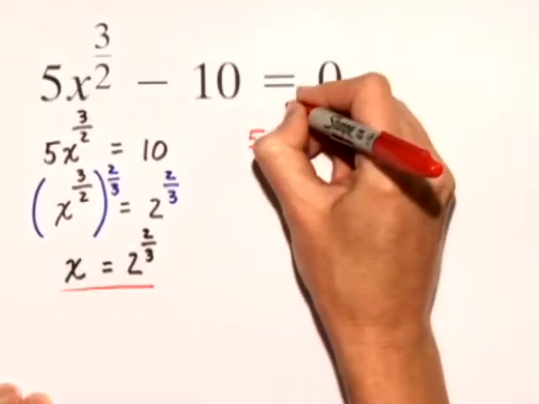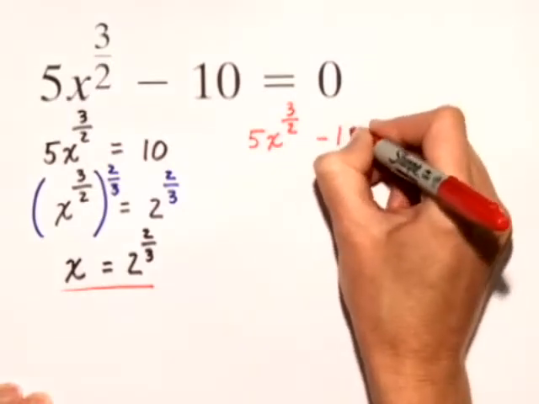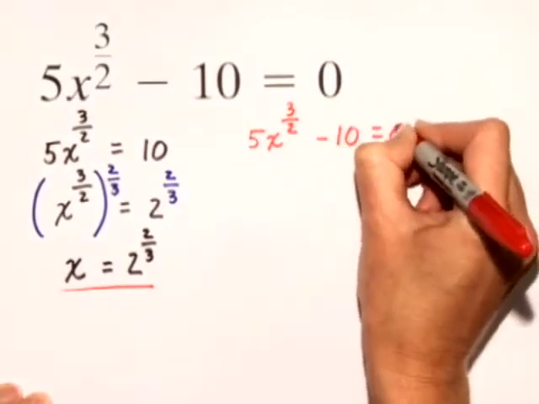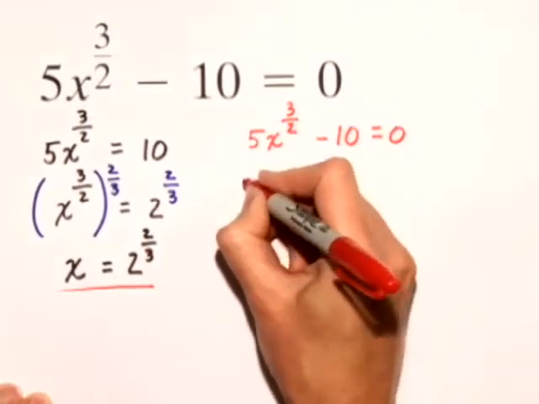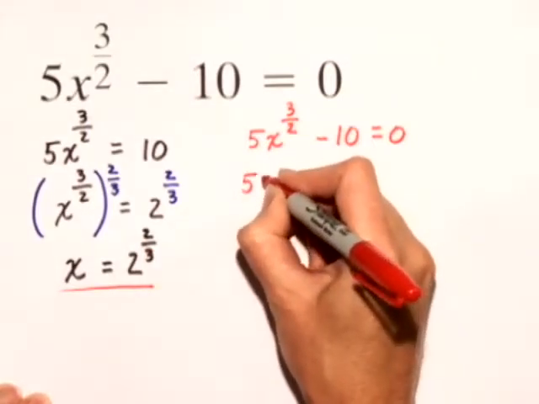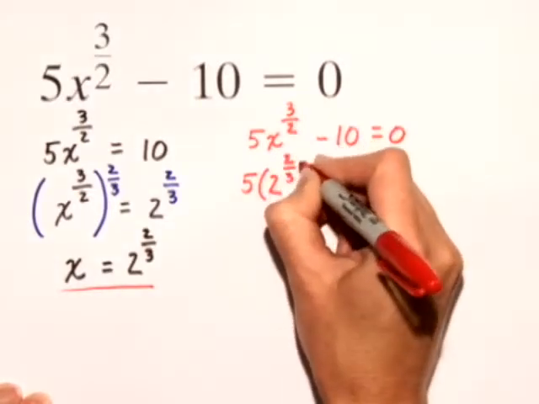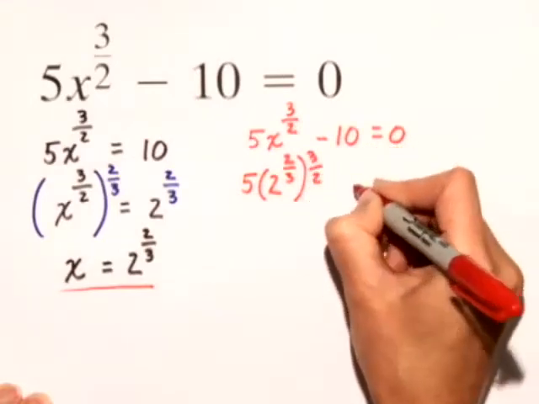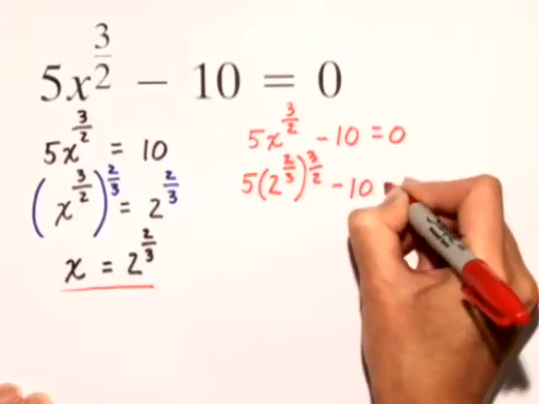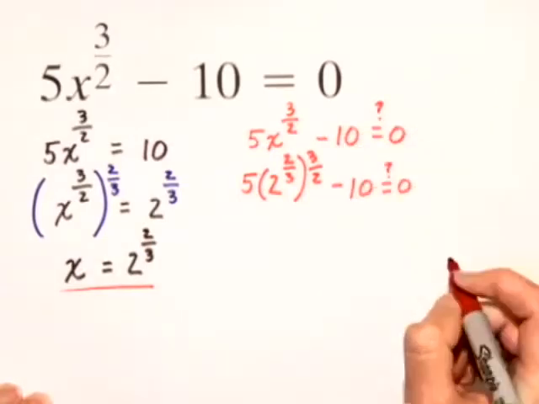5x to the 3/2 power minus 10 is equal to 0. Now let's substitute 2 to the 2/3 in here for x. We'll have 5 times 2 to the 2/3, that's x, raised to the 3/2 minus 10 equals 0. I should put a question mark here because I'm checking.